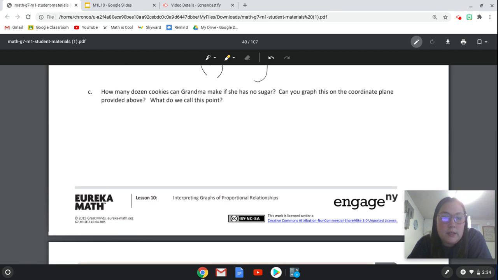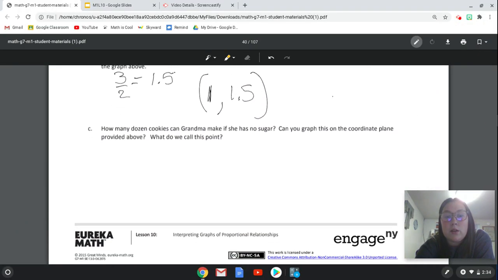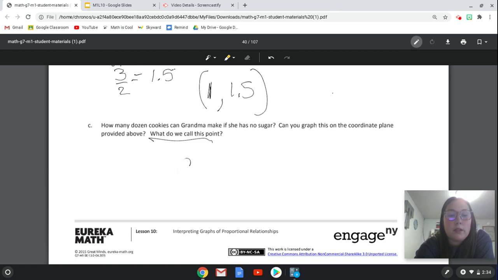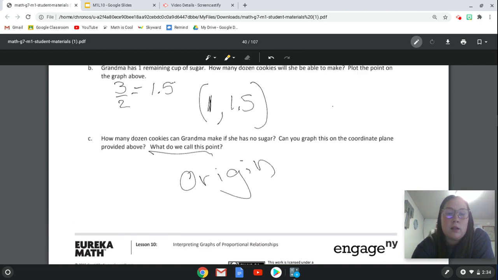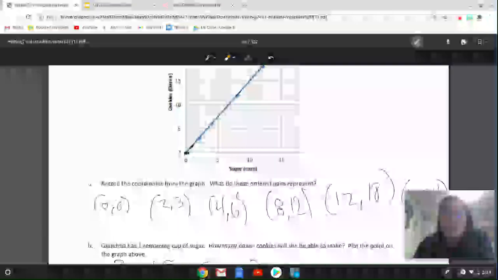How many dozen cookies can Grandma make if she has no sugar? Well, if she has no sugar, she's going to make no cookies because she can't start. And then it says, can you graph this on the coordinate plane provided above? Well, we already did that. It was already there at 0, 0. And when we graph a point at 0, 0, what do we call it? That's always called the origin. And having a line that goes through the origin is what tells us that our graph is proportional.